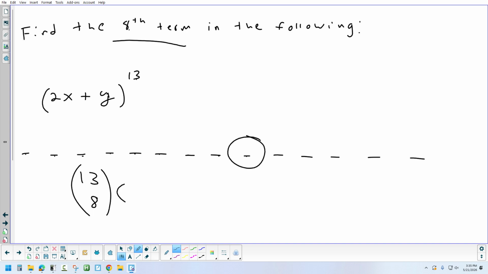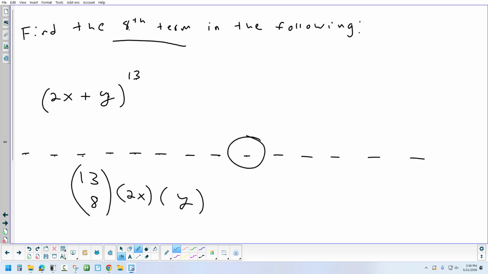And then, what's going to go inside this first set of parentheses? We don't know the power yet. We can figure that out. 2x. That's going to be a 2x. And inside the second set of parentheses, y. It's going to be a y.